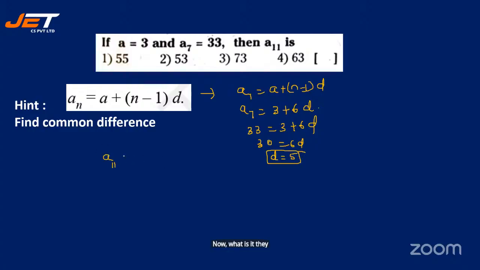Now what is it they're asking? They're asking A11. A11 means A plus 11 minus 1, 10 into D. So what is A? 3 plus 10 into 5. So 3 plus 50 will be 53. So your answer must be option 2. Let's check the answer. Yes, it is.